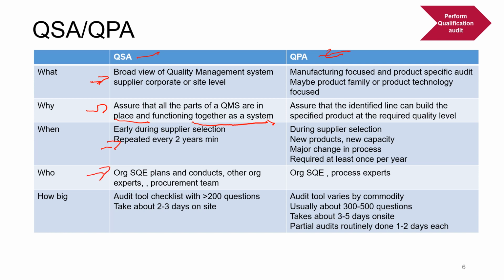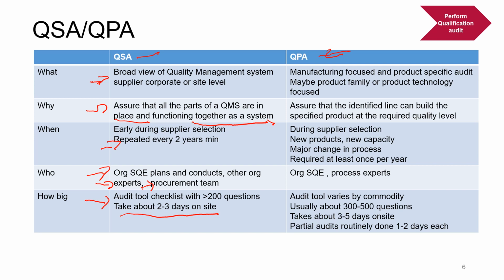The person that conducts the audit should be SQEs, supplier quality engineers or managers, who plan and conduct the audit. Any other organizations' experts, maybe a person that is an expert in the manufacturing process of that particular commodity, and sometimes it could also be together with the procurement team. Normally, there will be a checklist developed with many questions, maybe about 200 questions, and it will take about 2 to 3 days on site audits.